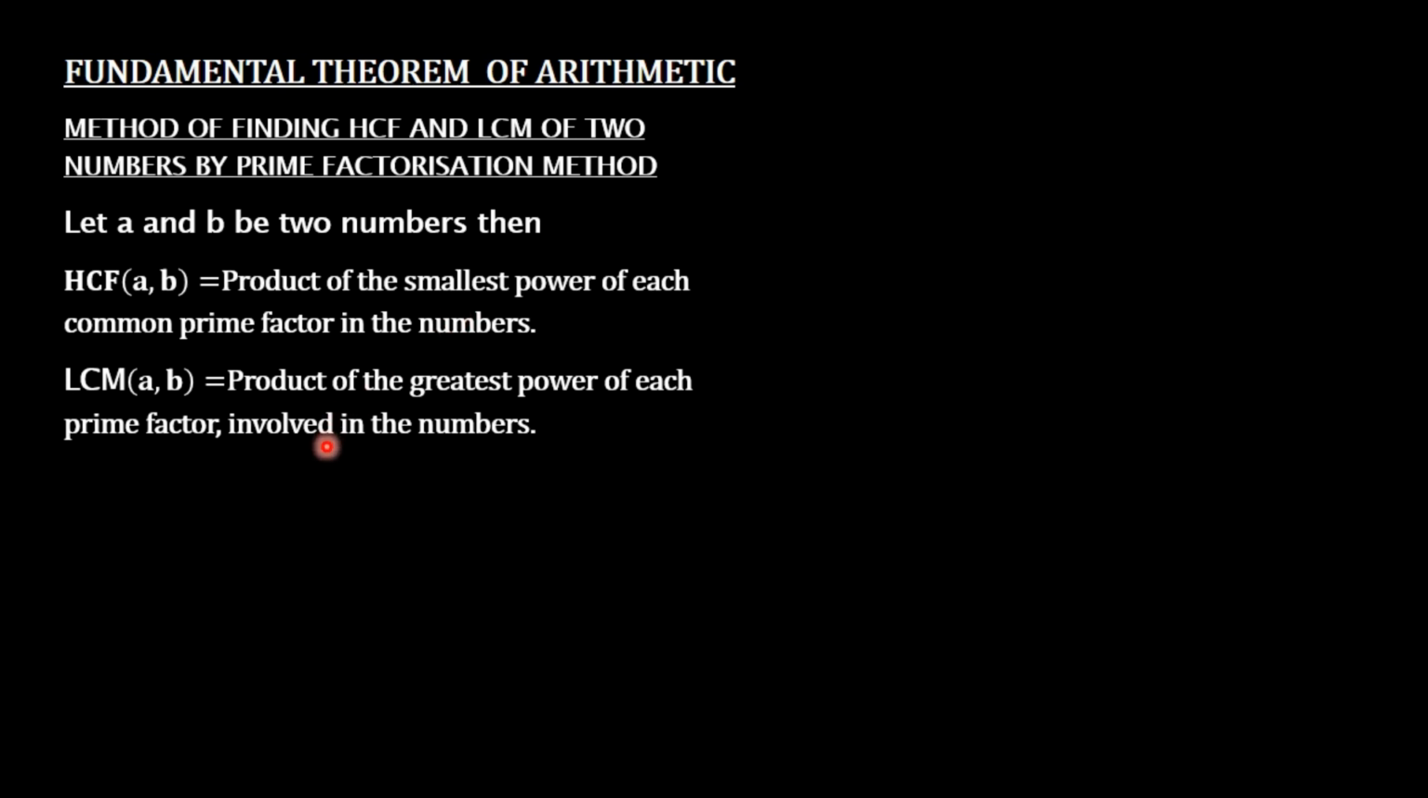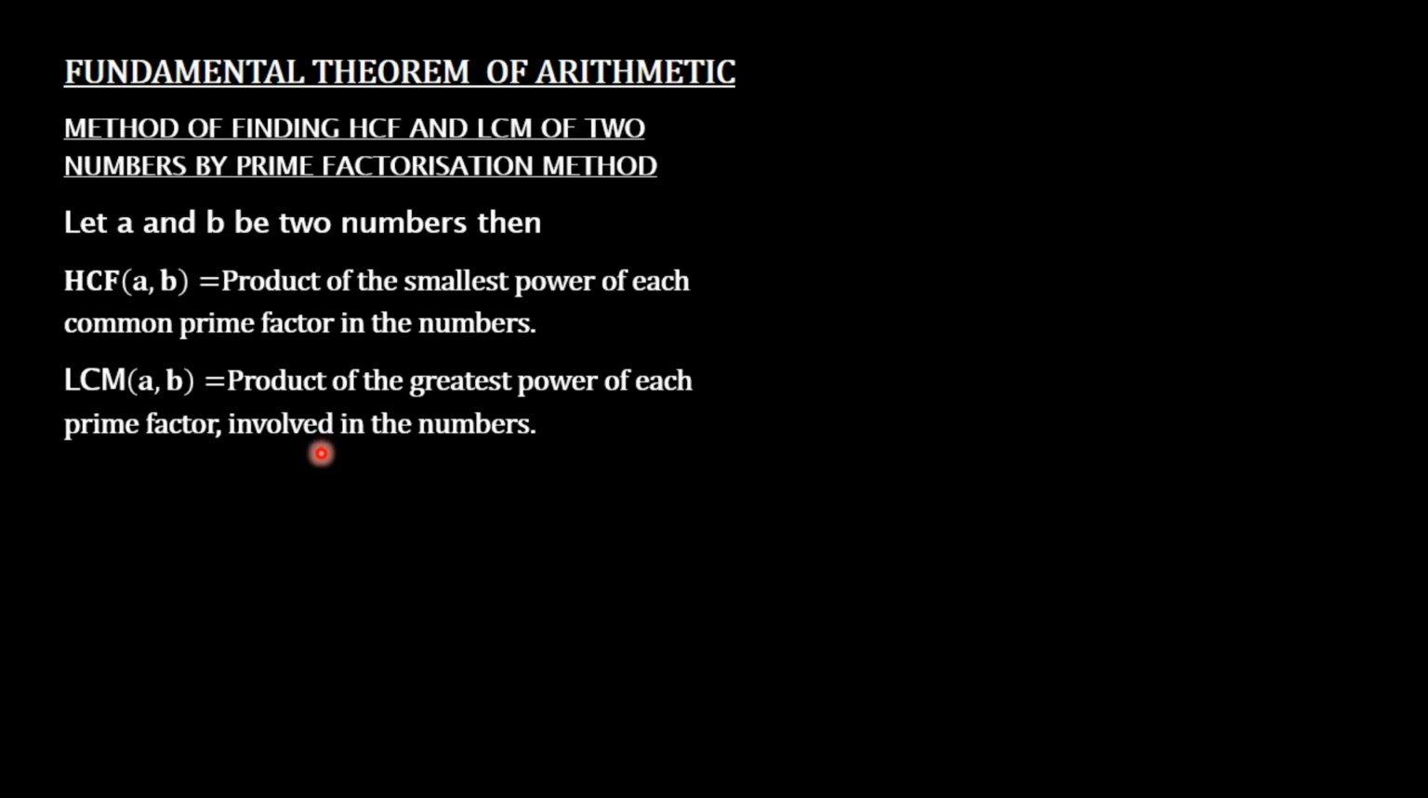What about the LCM? Similarly, we compare each prime factor, find the greatest power among them, and multiply those greatest powers to find the LCM. That is, if we have 2 and 3 in one number and 2 square and 3 square in another, we multiply 2 square and 3 square to find the LCM of A and B.